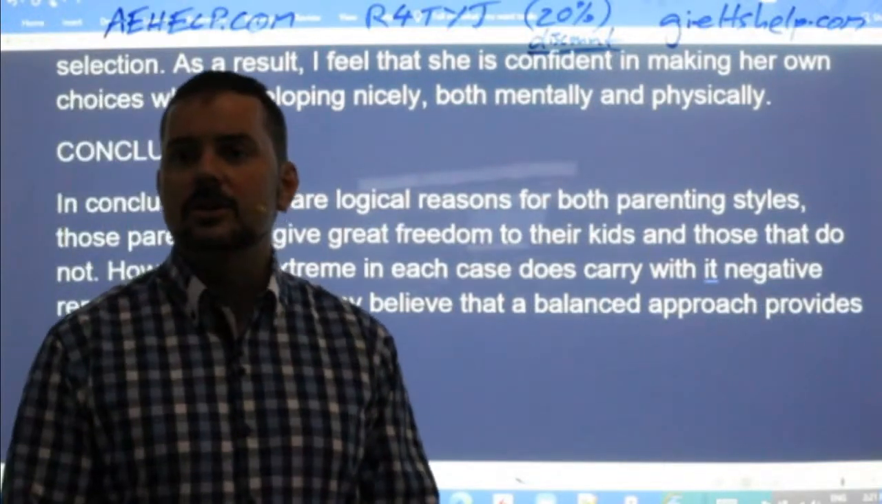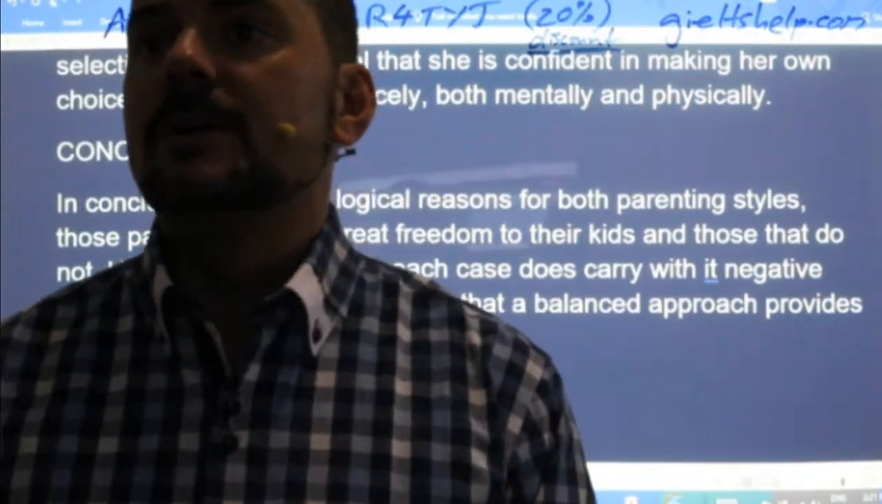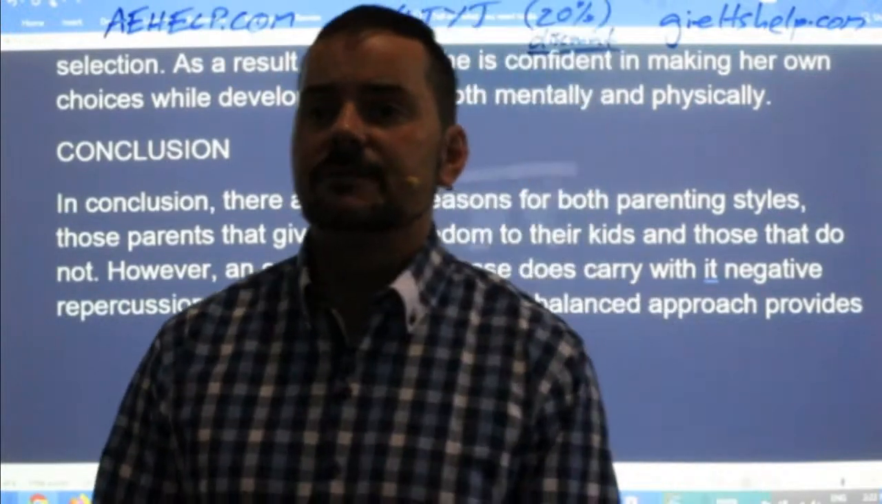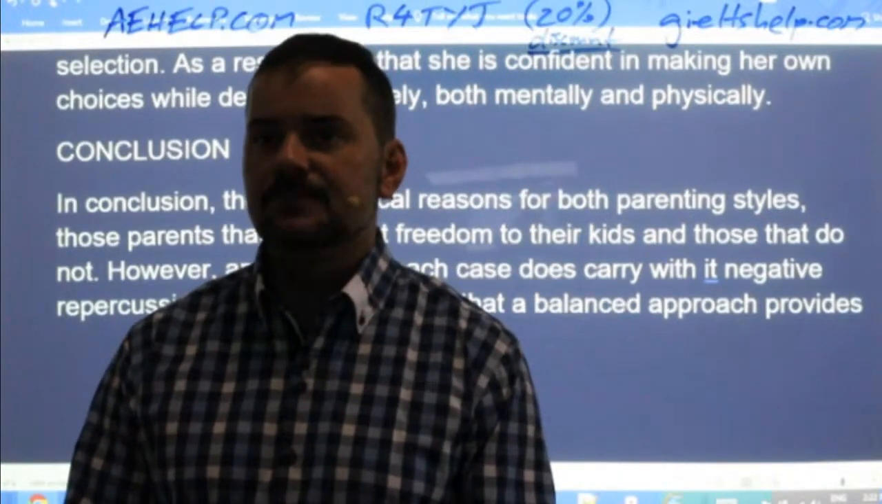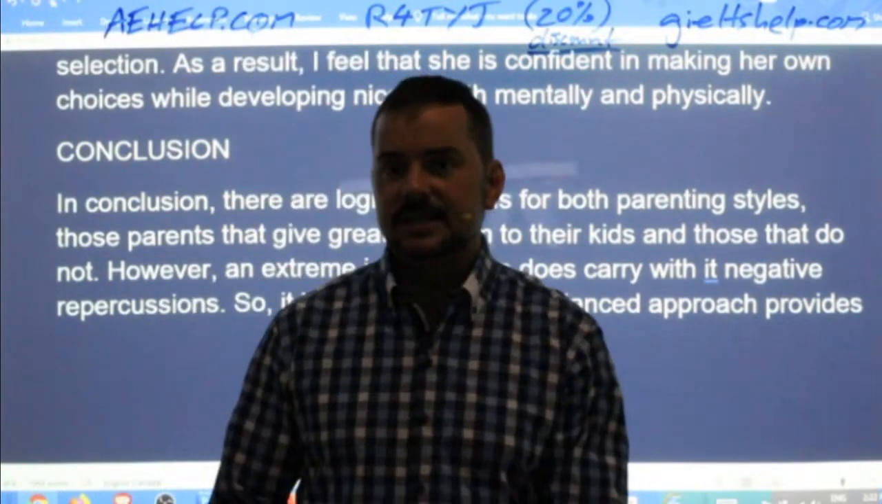Rajveer says, in conclusion, certain parents opt to control decision-making of their kids to make better choices for success, while others give freedom and do not interfere with their children's everyday activities. Okay, good. I think you have another sentence coming, Rajveer, but it's a fantastic start.